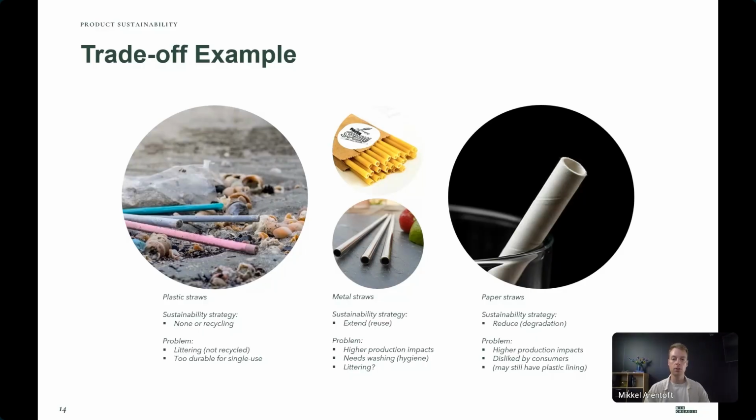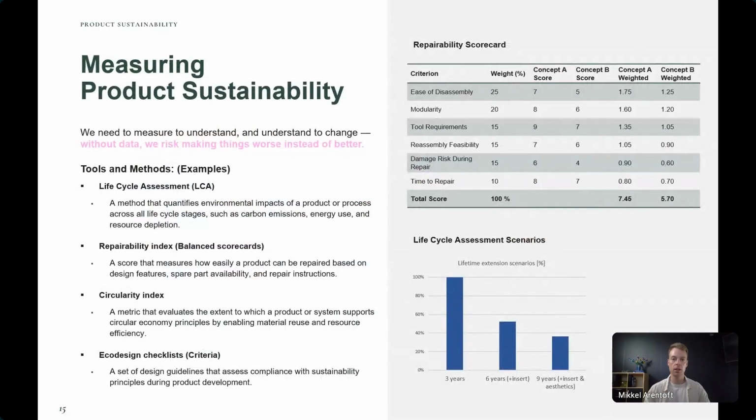To make the right decisions, we need to measure sustainability. If we do not measure and base our decisions on data, how will we know which option is better? We risk making the environmental performance of a product worse instead of better. Some examples of methods to measure sustainability include lifecycle assessment, which looks at the entire product lifecycle to give you an overview of where you should focus your efforts.